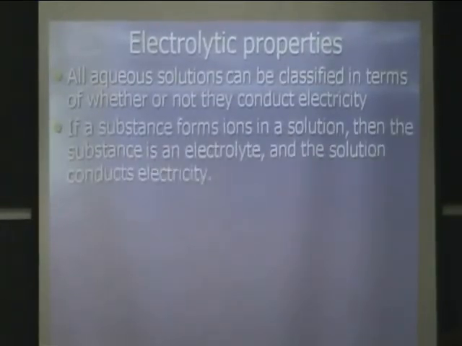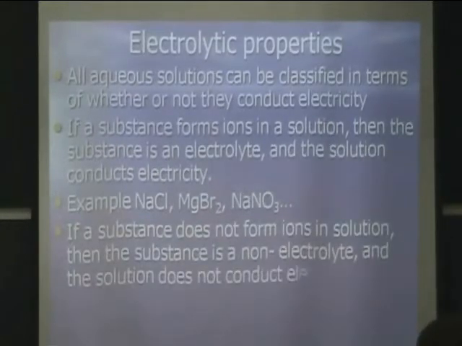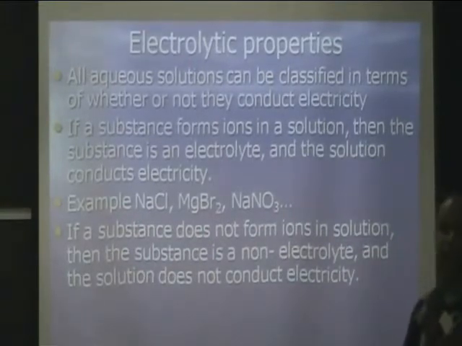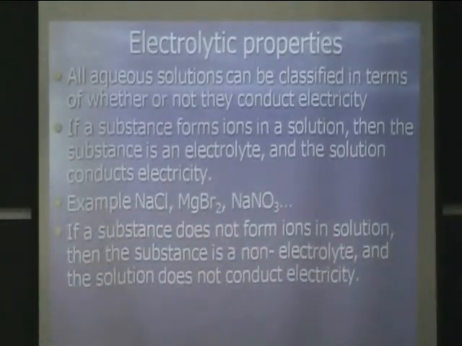Now, we're going to classify aqueous solutions in terms of whether they conduct electricity or not. In terms of whether they are strong electrolytes, weak electrolytes, and sometimes we even call them non-electrolytes. That's how we classify aqueous solutions. First of all, what's an electrolyte itself? If I ask you electrolyte, how do you define that?